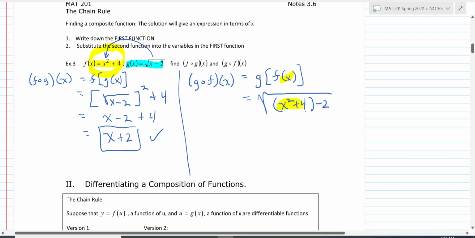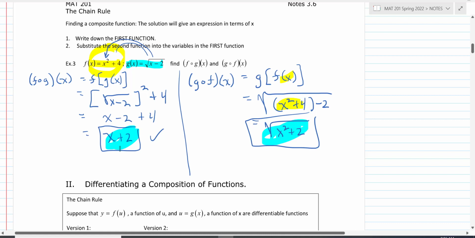Okay, so I've got g of x was the square root of something minus 2. All we did was plug the f into that x right there. Then if we work this out, we're going to have the square root of x squared plus 2. And there isn't anything you can do on that. That's simplified. So that's as far as we'll take that then.